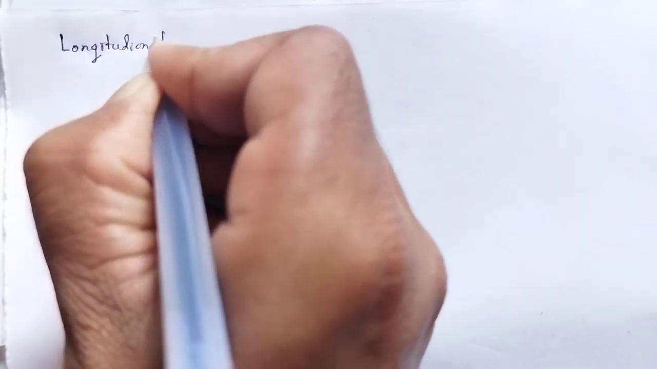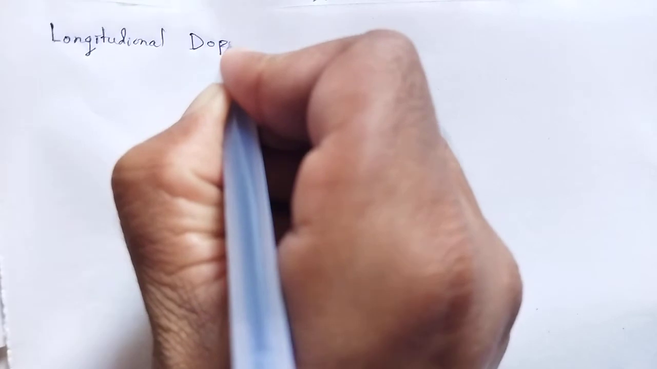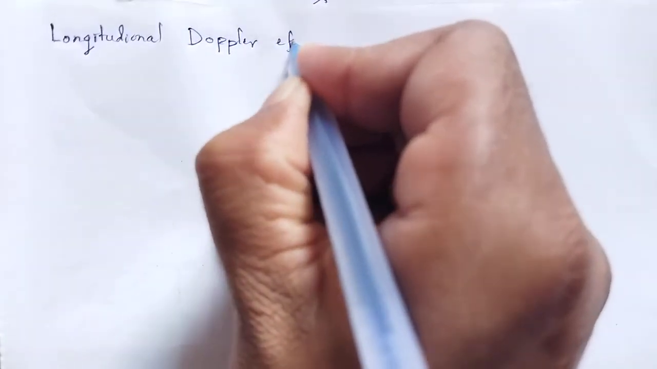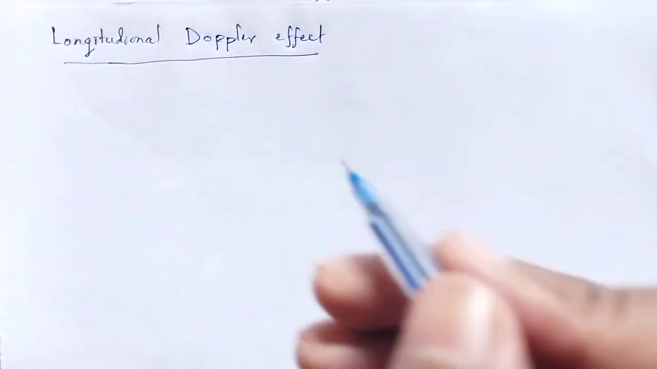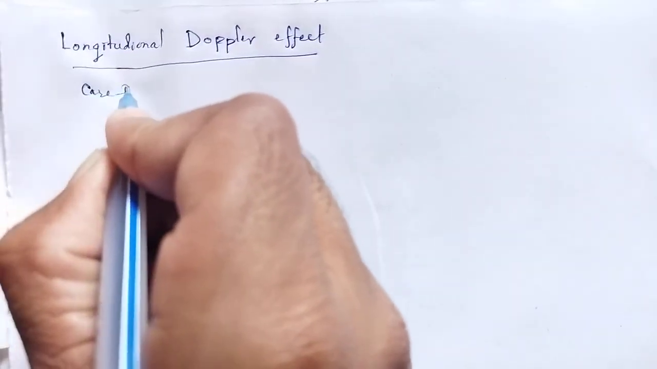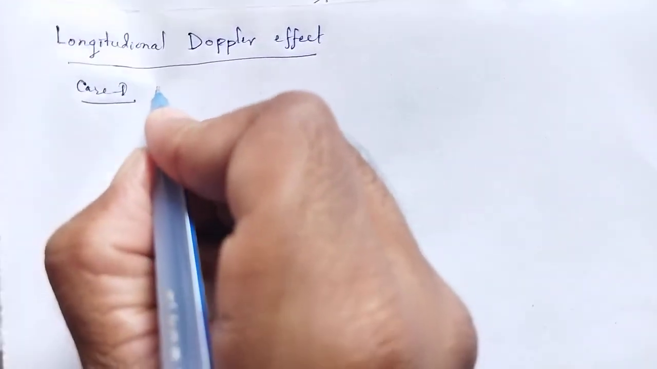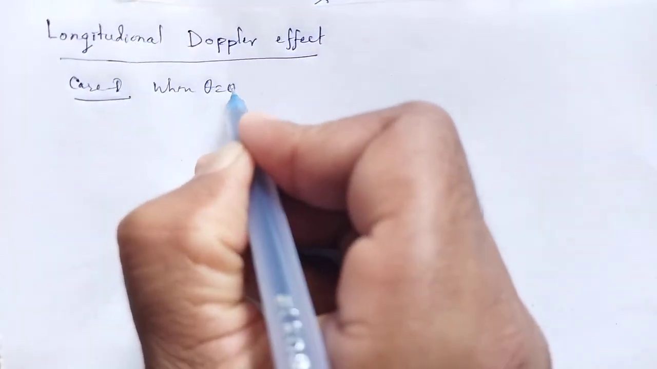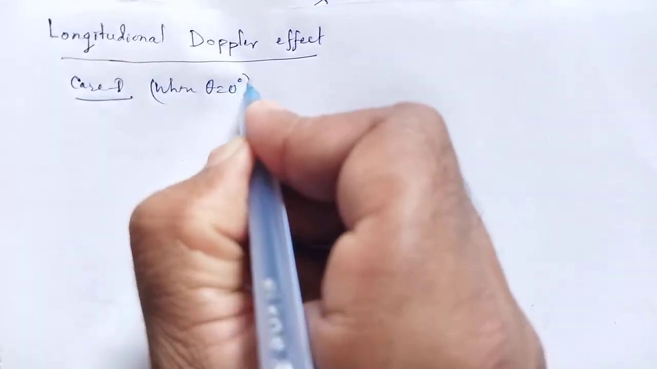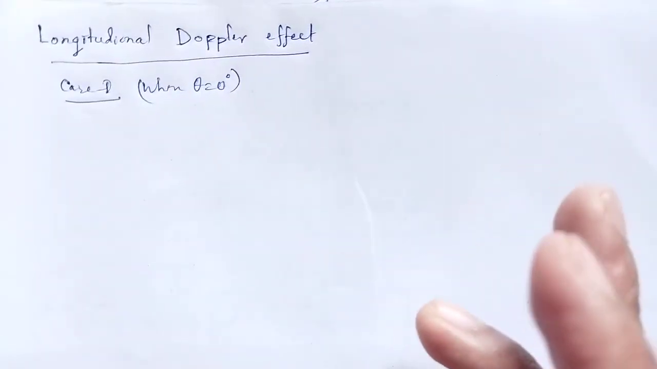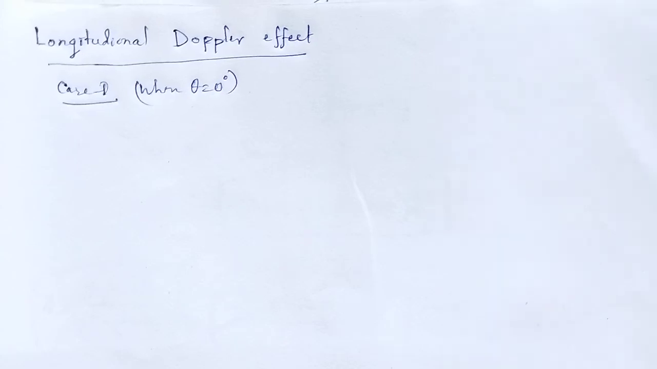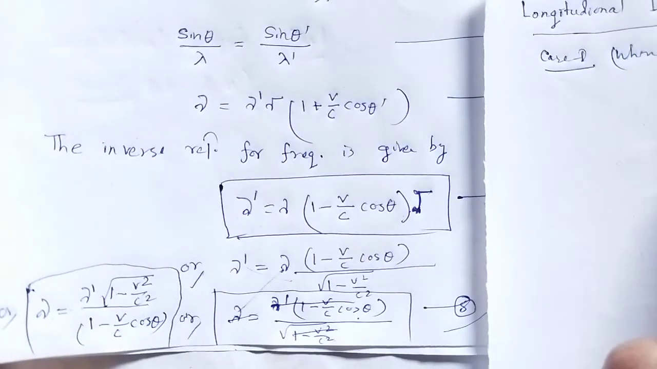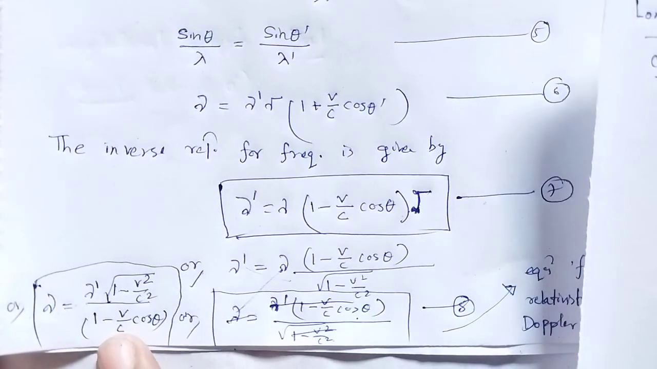Longitudinal Doppler effect. We consider its three cases. Case 1, when theta is equal to 0 degree. That means the source and observer move towards one another, then we put theta equal to 0 degree in equation number 8.